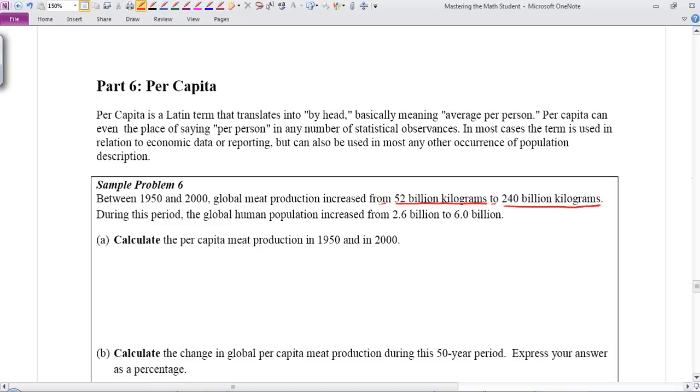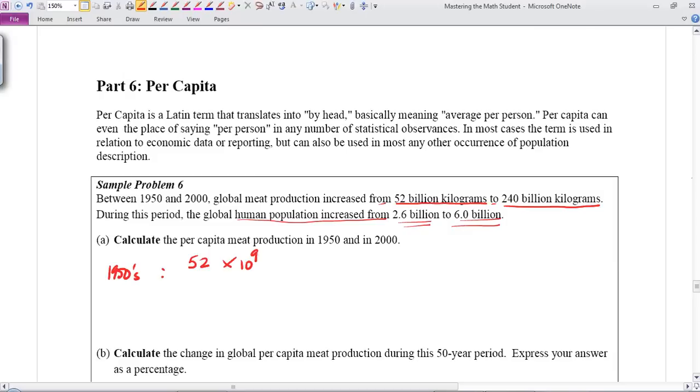So those two numbers are linked. And during this period, the global human population increased from 2.6 billion to 6 billion. Good grief. Calculate the per capita meat production in 1950 and in 2000. Okay, so for 1950, that's going to be 52 times 10 to the 9.